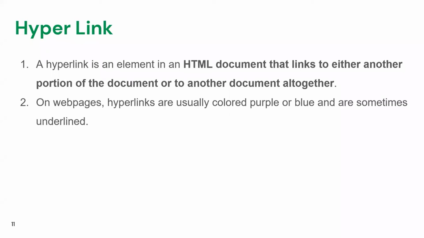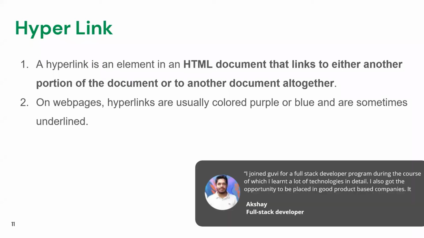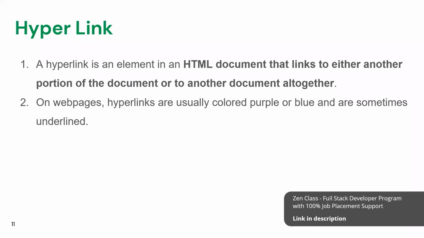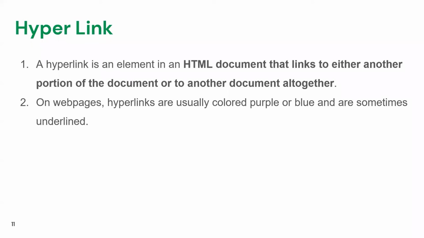For web pages, hyperlinks are usually colored purple or blue and are sometimes underlined. So normally, if on any web page we find text in blue color or underlined, and if I hover the mouse on that link and the mouse arrow changes to a hand symbol, that means it's a hyperlink. It's clickable, meaning some other content is behind that link. If we click on the link, it will automatically send a request, and that content will open in the browser.